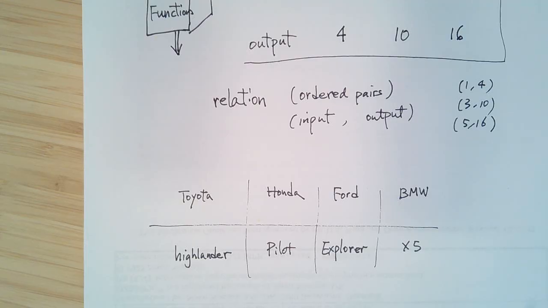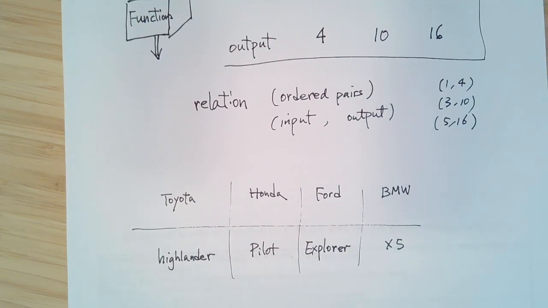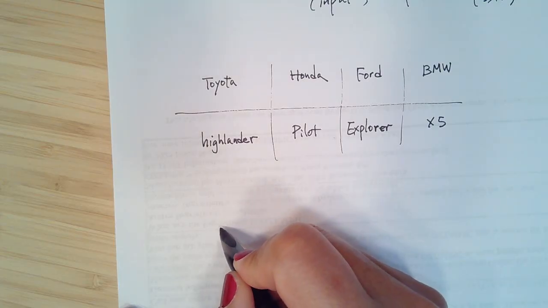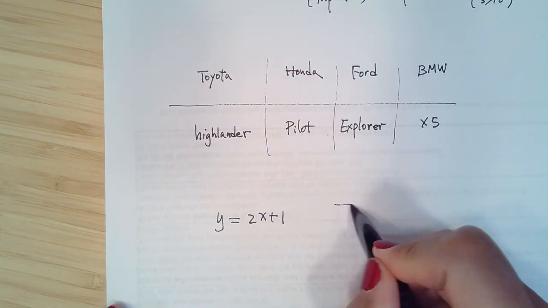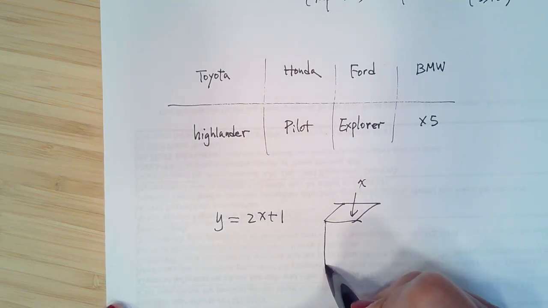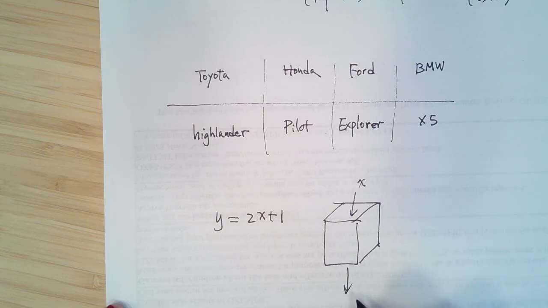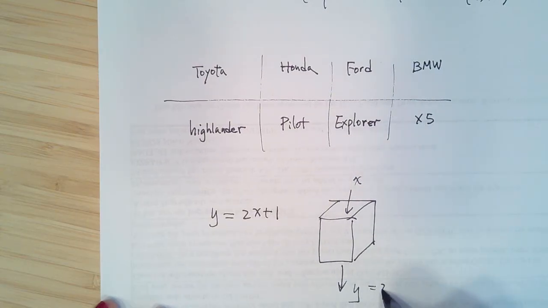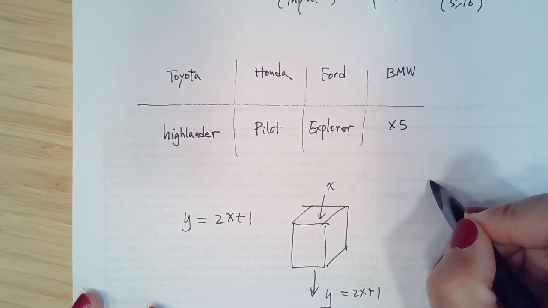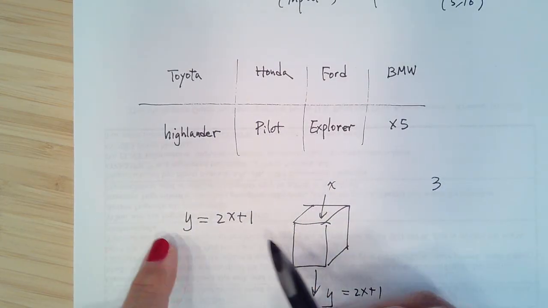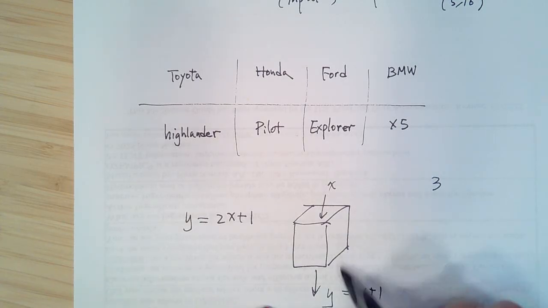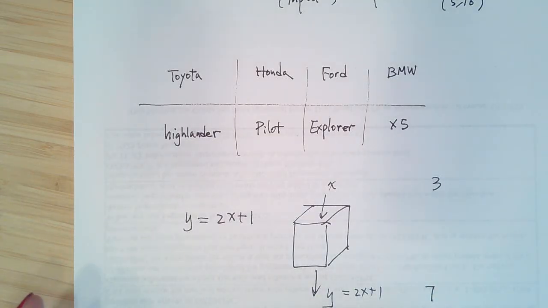One more. Another one I want to show you is this relationship: y equals 2x plus 1. You put in any x, and what comes out is y, that is 2x plus 1. So if you put in 3, you shake this equation, this function, you get 2 times 3 plus 1, so 7 comes out. So this is a relationship.